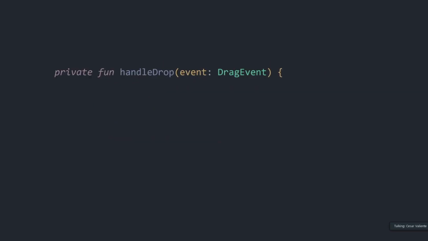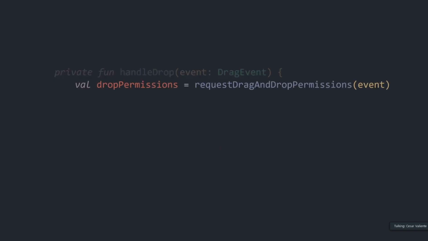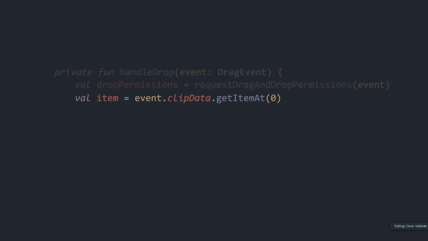Okay, how can we handle the drop? As you can see here, we have passed the drag event, and this is the parameter that we are going to use in order to get all the data. The first thing that we have to do is request drag and drop permissions using the event. Requesting drag and drop permissions is mandatory in order to have drag and drop between apps. Once we have the permission, we can access the content that was shared.